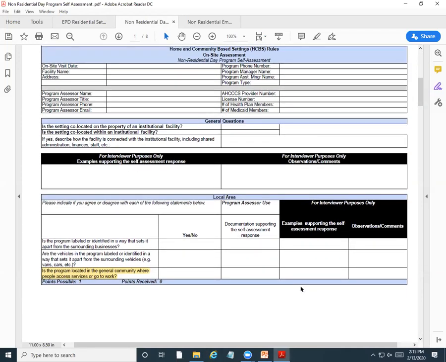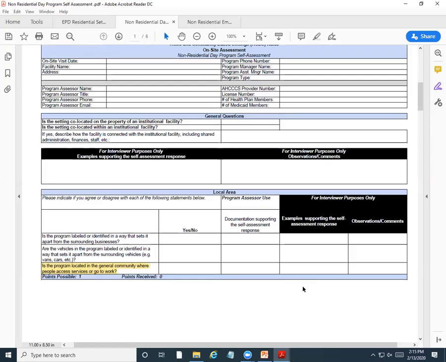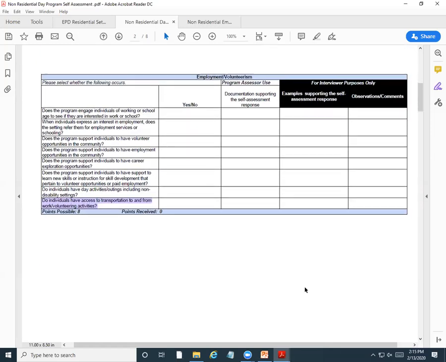Versus is the program isolated somewhere on its own island, if you will, and away from normal day-to-day activities in the community. This one in employment is purple because it's specific to this day program tool and the employment tool.